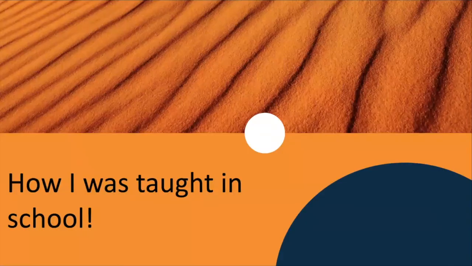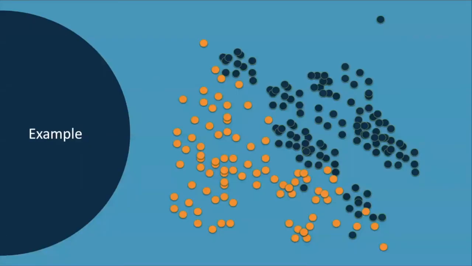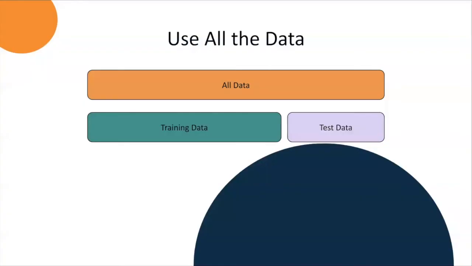So, how exactly was I taught to do this in school? Well, I was usually given a data set, like we see here, representing a binary classification problem. Here we have two colors representing each of the two classes. And in school, I would have been taught to use all of the data. Literally, take every single bit of the data, split it into a training and test set.